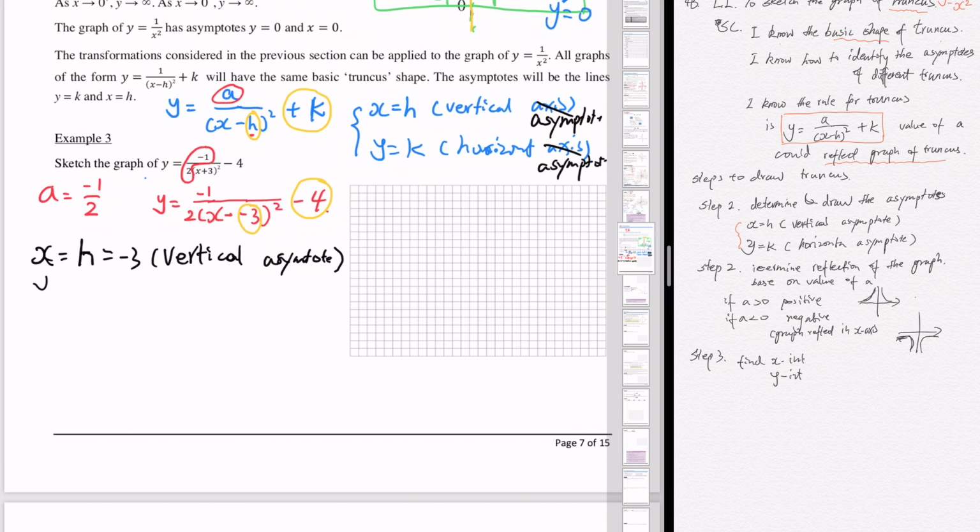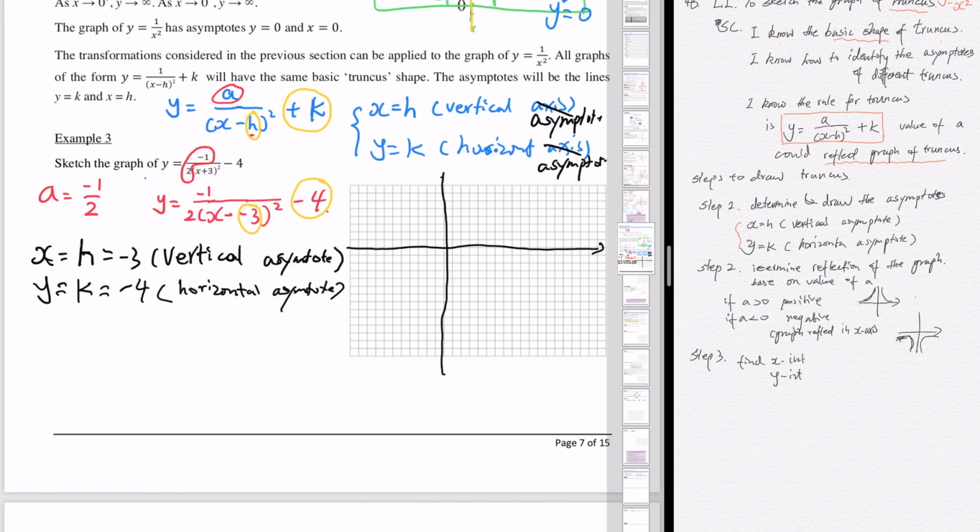Okay, so then in the same way, y will be equal to k, and as we identified, y equal to k equal to -4. That'll give me my horizontal asymptote. Okay, so now we can draw that on the graph. Alright, so that will be my x-axis. Now let me draw a y-axis.